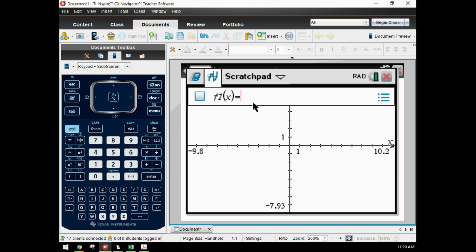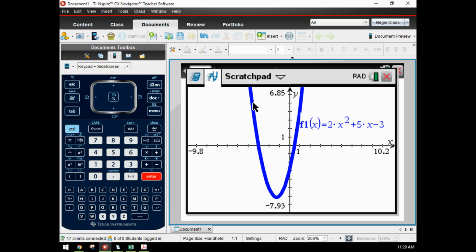Okay, but I got to retype it because I clicked something. So what was it? 2x squared plus 5x minus 3. Okay, does everybody get something like that? Yeah. Okay.